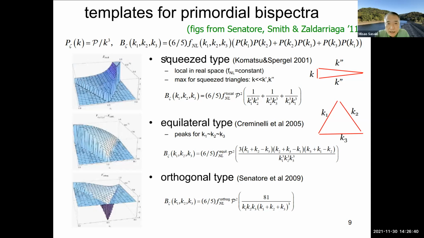And usually people consider these three typical types. One is called squeeze type. Squeeze type means that the non-Gaussianity, this FNL parameter, becomes peaked when this triangle has one of the angles from zero, almost zero. And actually, we know that this corresponds to so-called local type non-Gaussianity. So this we will discuss a bit later. Another is the equilateral type, which I have just discussed. Yet another one is called orthogonal type, you have some orthogonal angle. Maybe I should have written a figure over here.